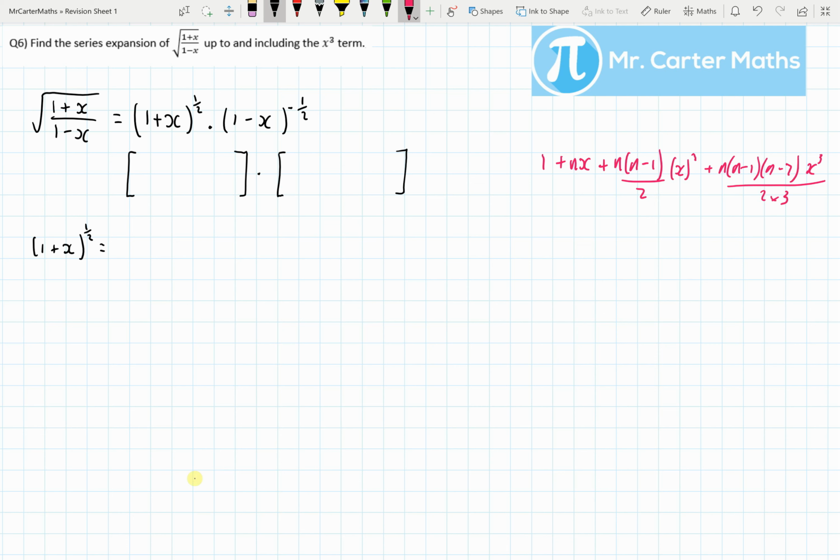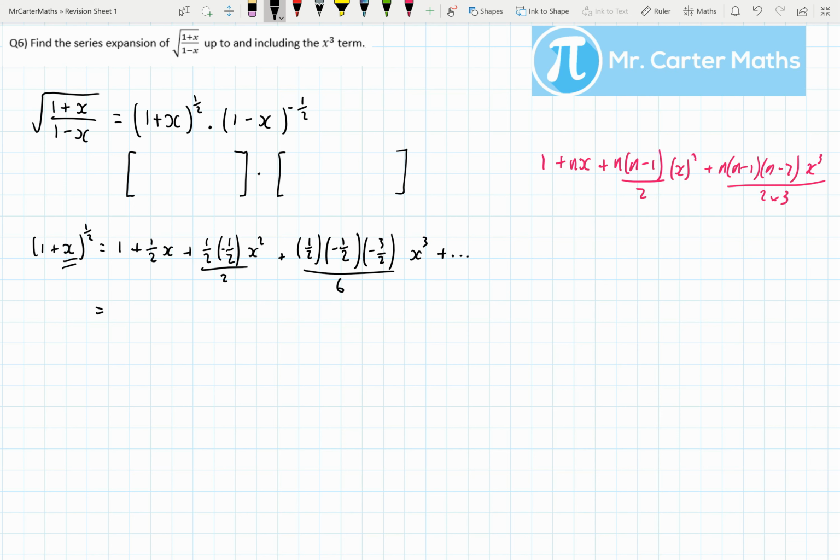Okay, so I'm going to look at doing this where I have an x of just x and an n of a half. So I've got 1 plus a half of x plus a half times a half subtract 1 is minus a half times x squared all over 2 plus a half minus 1 half minus 2 over 2 times 3 is 6 x cubed. Okay, I like to acknowledge that the series carries on.